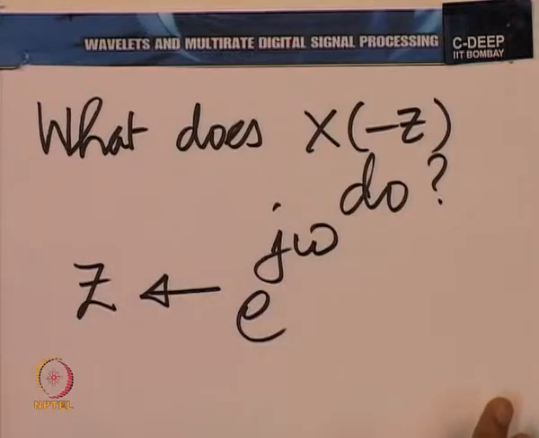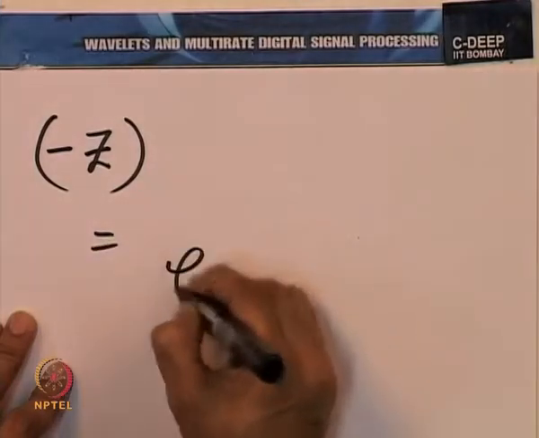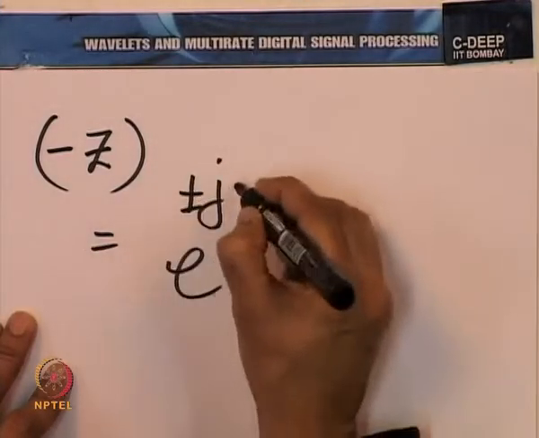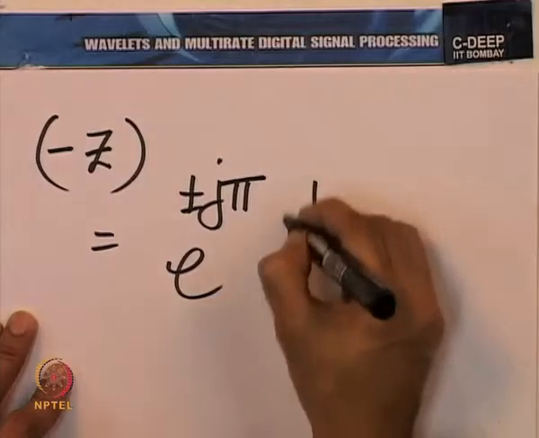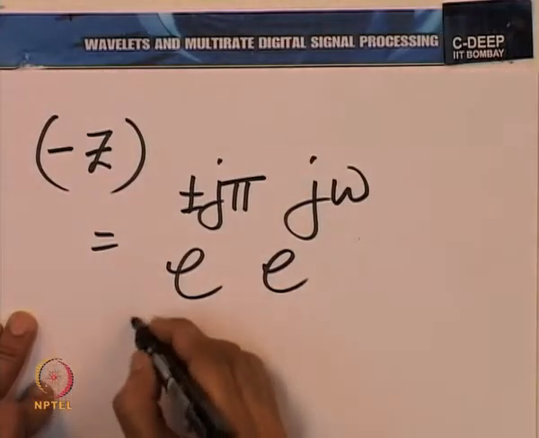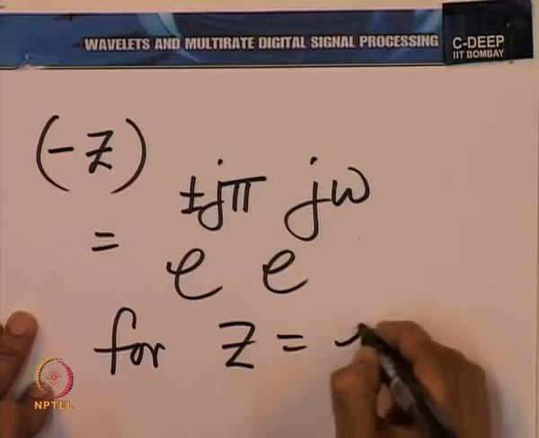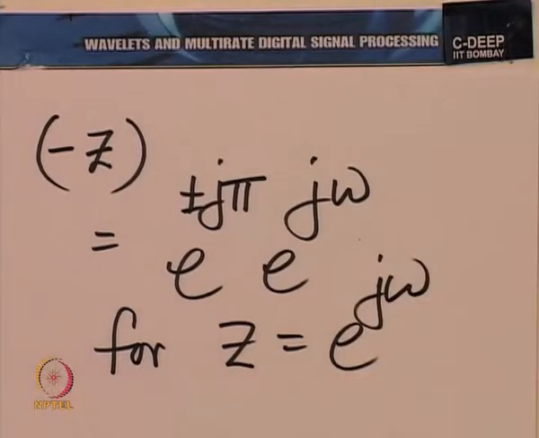Now, when you replace z by minus z, you are replacing e raised to the power j omega by, well, minus z, which is e raised to the power plus minus j pi times e raised to the power j omega, for z equal to e raised to the power j omega. Recall that e raised to the power plus minus j pi is minus 1. So, now we have an interpretation for multiplication by minus 1 in the z domain.